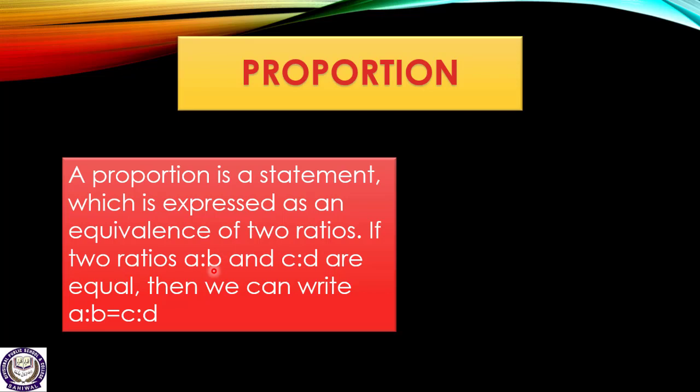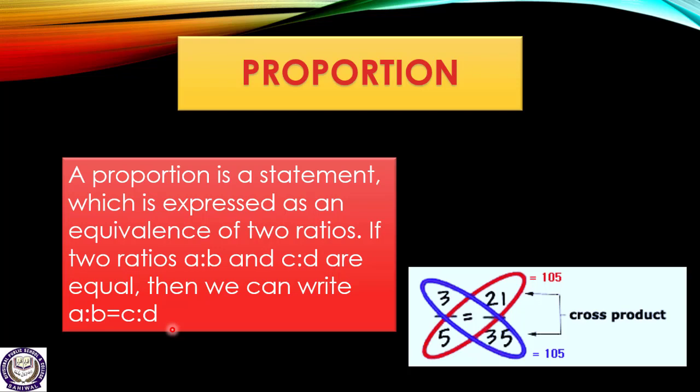If the two ratios A ratio B and C ratio D are equal, then we can write it as A ratio B is equal to C ratio D, and the statement represents the proportionality, or the equivalence, of two ratios. We can also explain this by converting the ratios into fractions, like the two fractions 3/5 and 21/35. If their cross product is equal, then these two fractions are in proportion, or they are equivalent fractions.